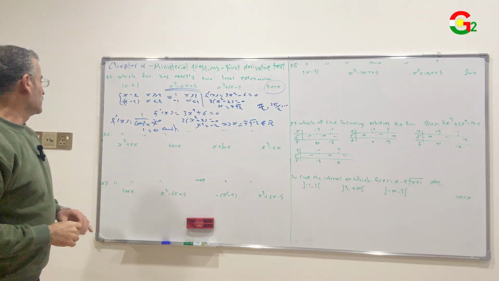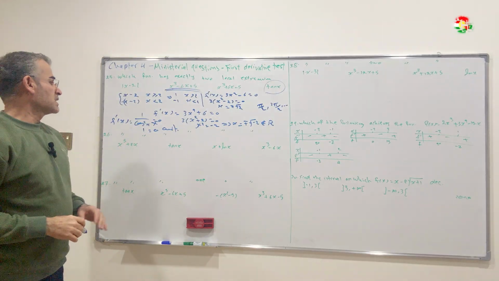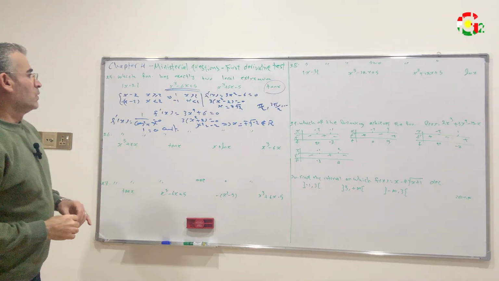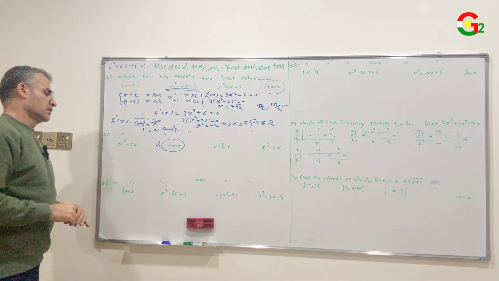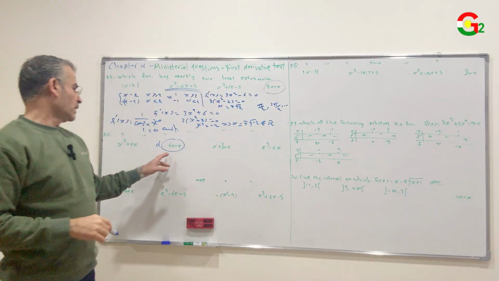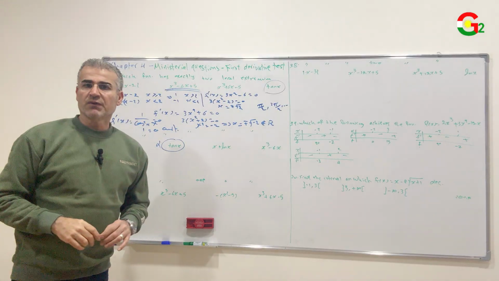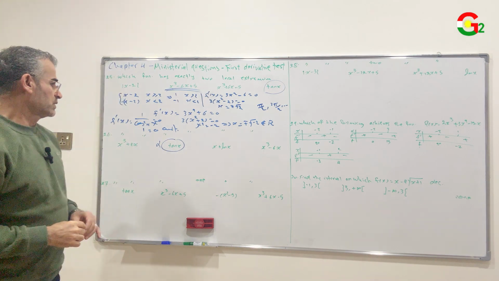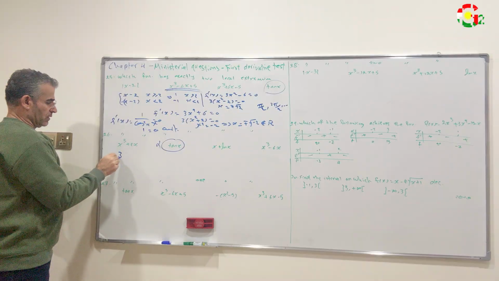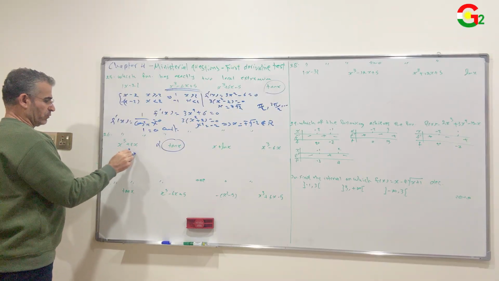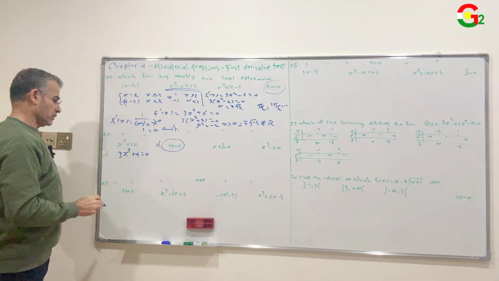Question number 26. Which function has exactly two local extremum? We checked the function f of x equals tan x in the previous question. For the first choice, the derivative is 3x power 2 plus 4. Set it equal to 0.